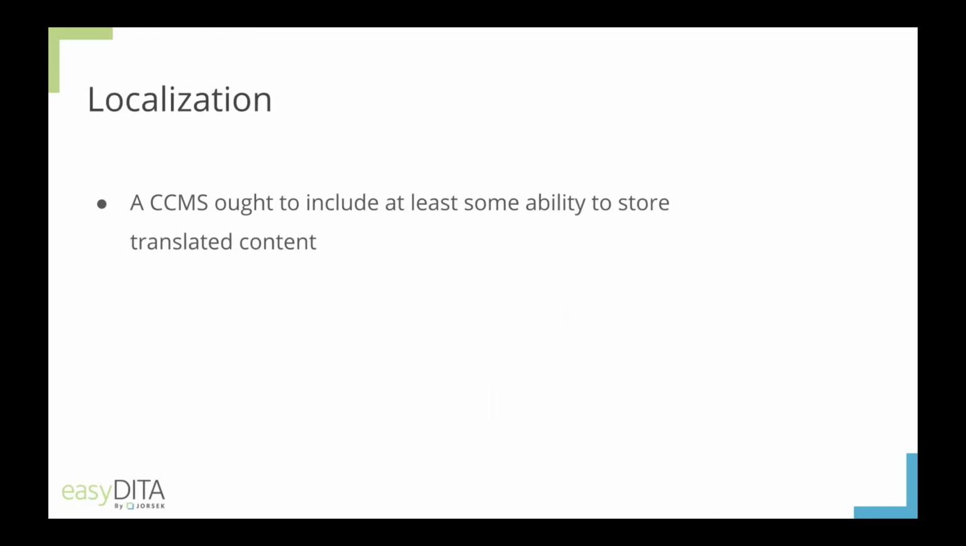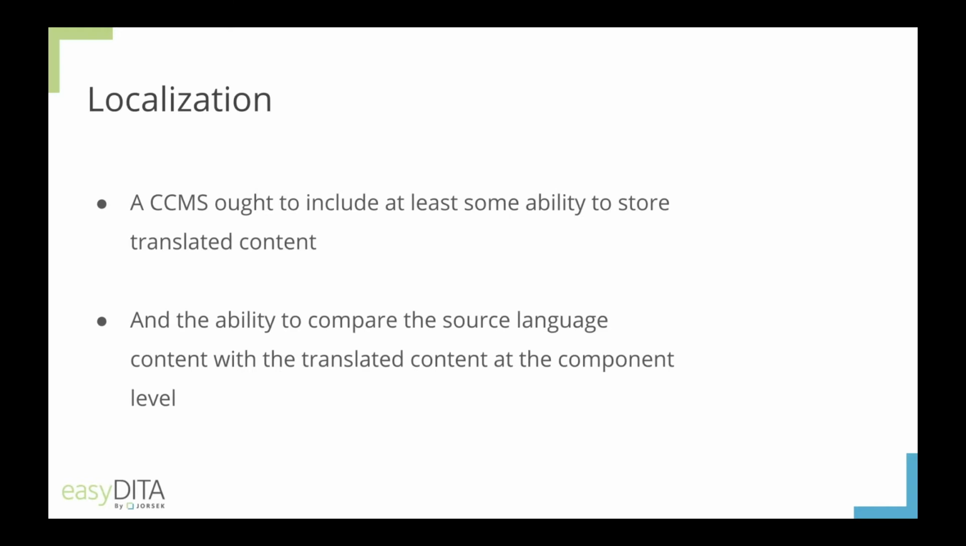Localization. You may not have any needs to localize right now. It may not be on the horizon in the near future, but a CCMS still ought to include the ability to at least minimally store translated content and the ability to compare that source language content with the translated content at the component level. So a good CCMS really should be tracking the source content, and then if you upload any localized content, it should track any changes between the two.